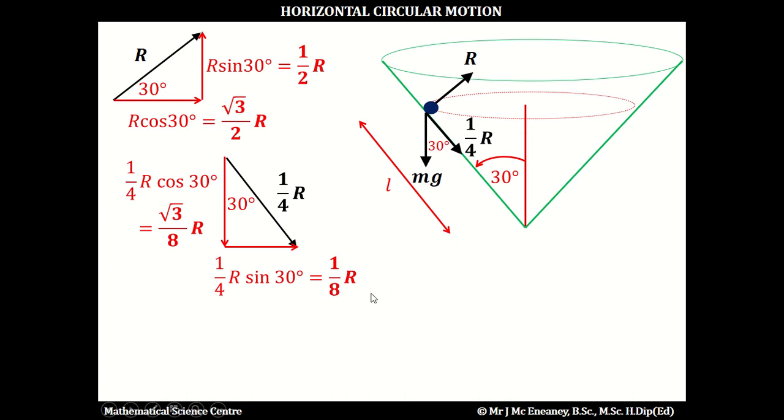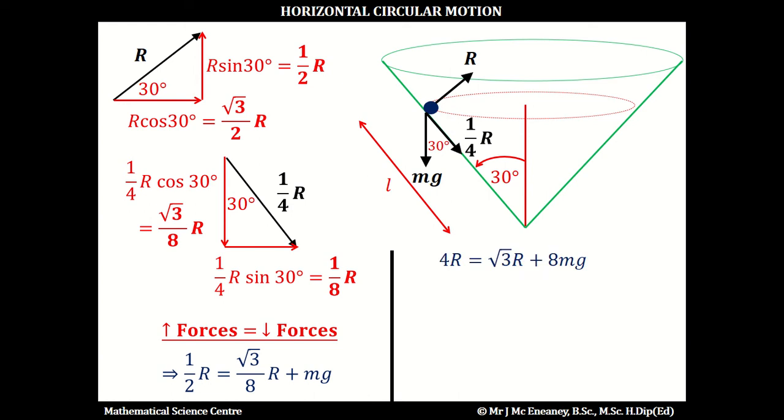and that works out as 1/8 R. So because the mass describes a horizontal circle only, it means that vertical forces are equal. So upward forces are going to equal downward forces. The only upward force is 1/2 of R. The two downward forces we have are √3/8 times R and mg. If we multiply across by 8, just to get rid of fractions, you get 4R = √3R + 8mg. We're going to try and get R on its own. So if we bring the √3R over and subtract, then we can factorize out an R, and this means R on its own is going to equal 8mg over (4 - √3).